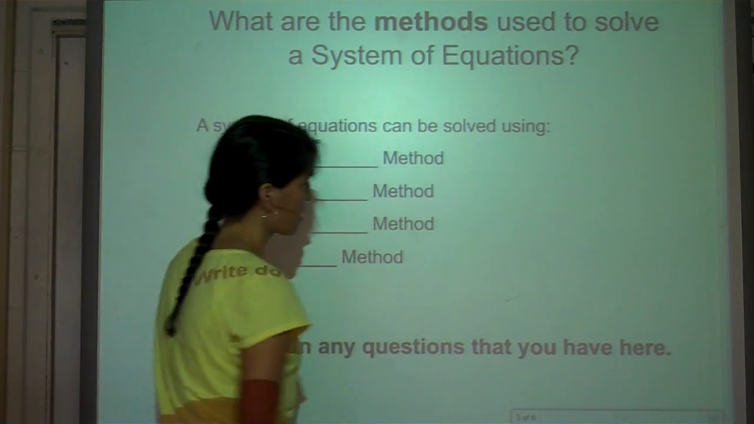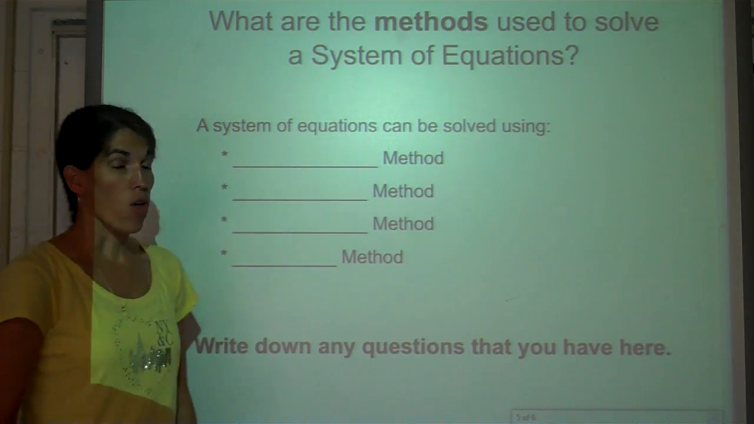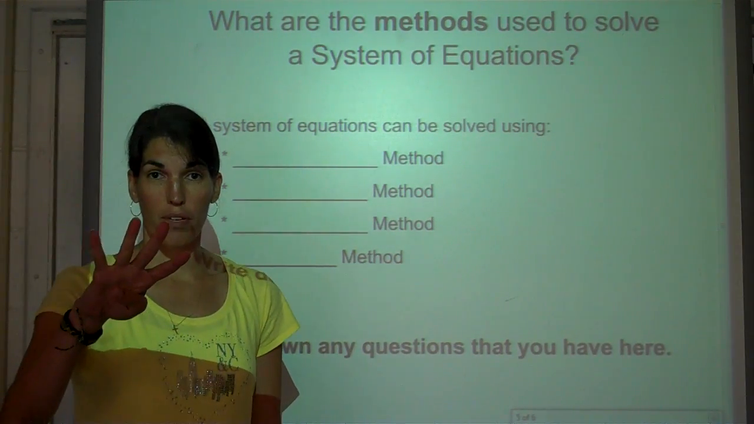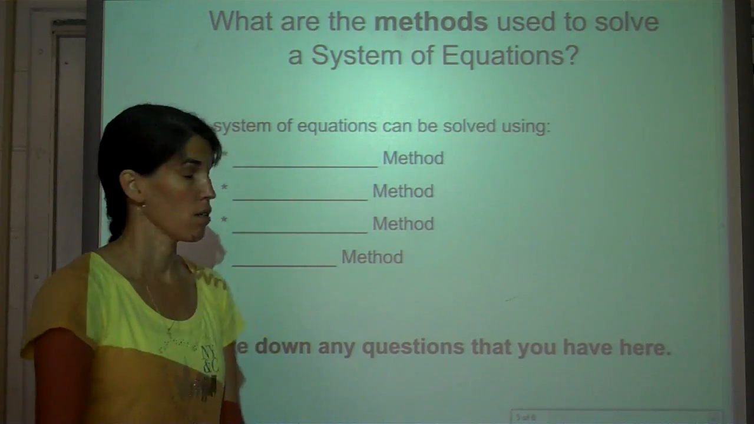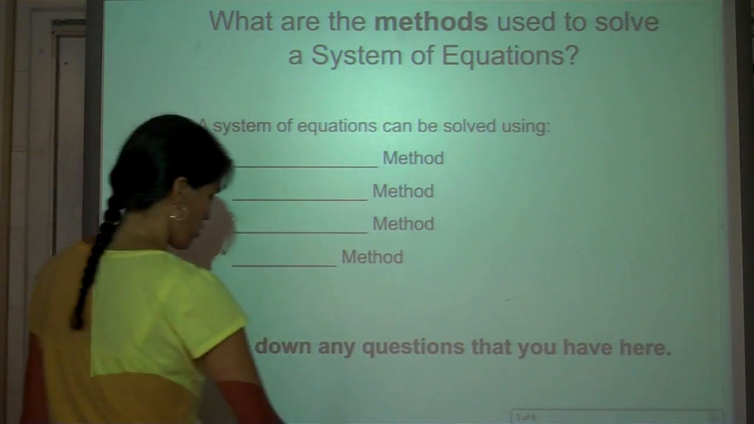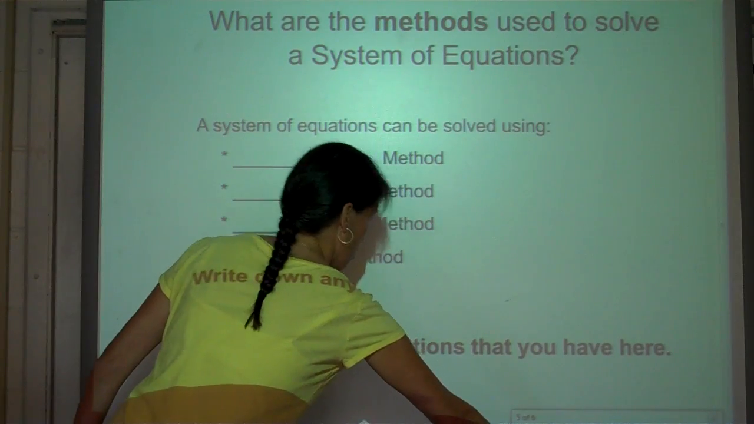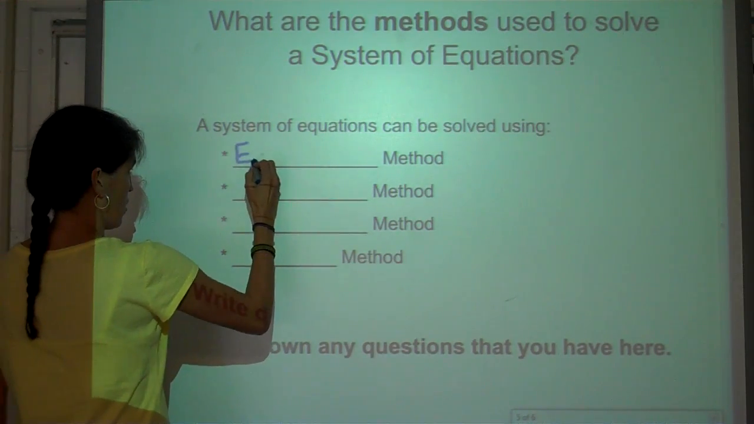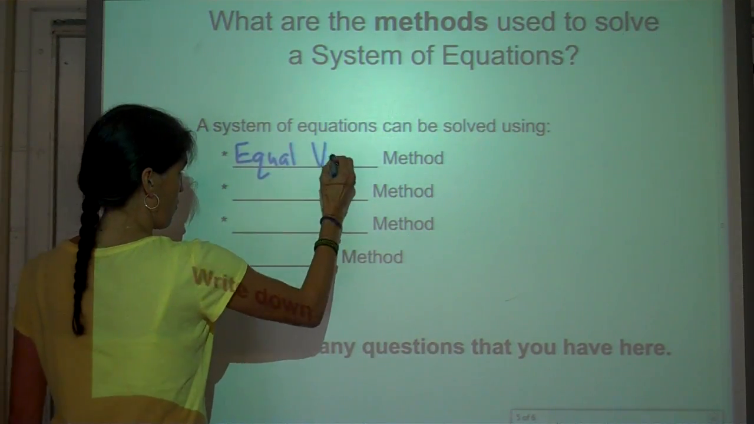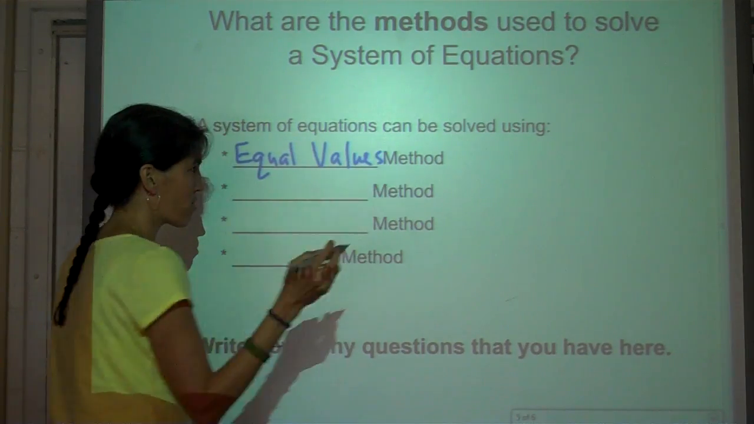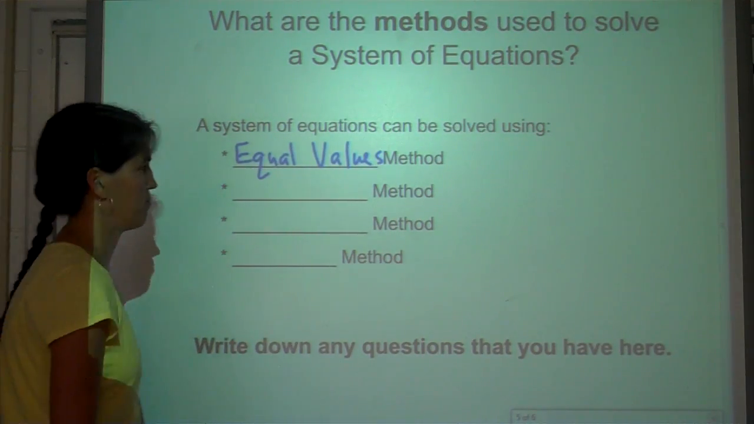Last thing, and yes, that's my phone beeping in the background. In this chapter, you're going to learn 4 different methods to solve a system of equations. So the first method is, write this down, is the equal values method. And don't worry about the fact that you don't know what this is. You're going to learn it.